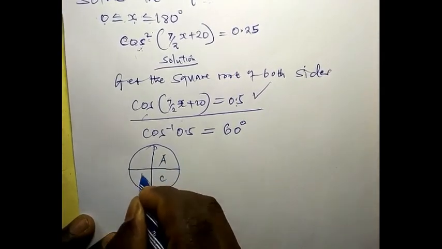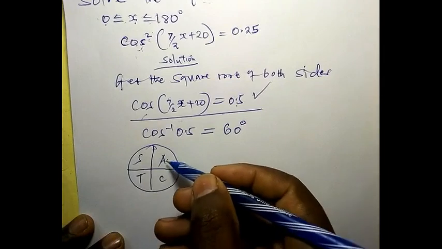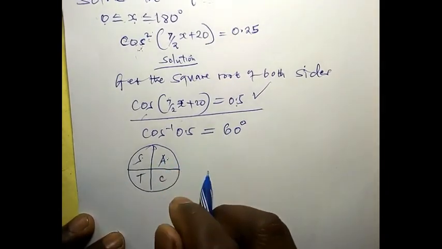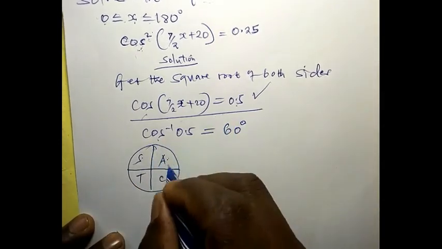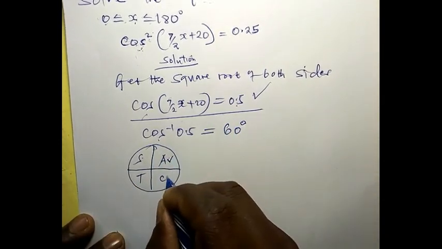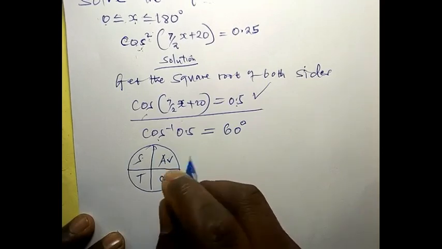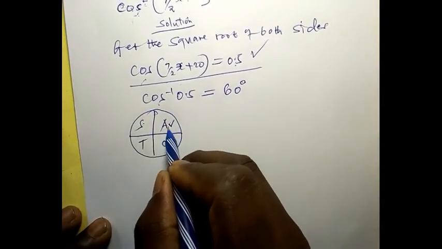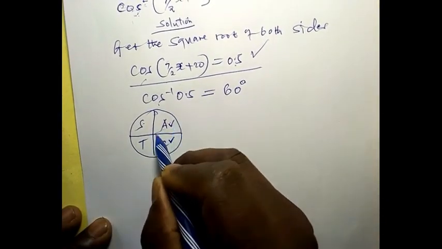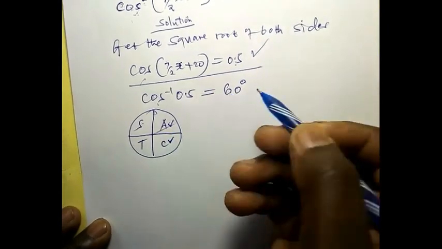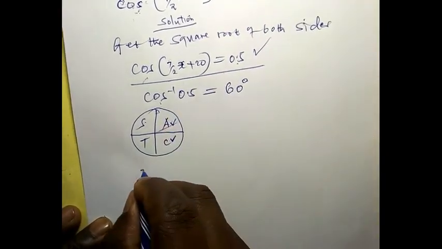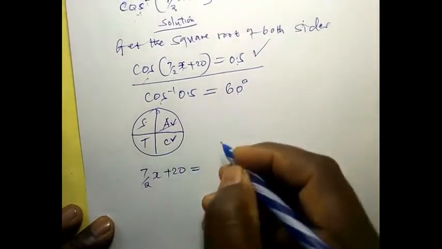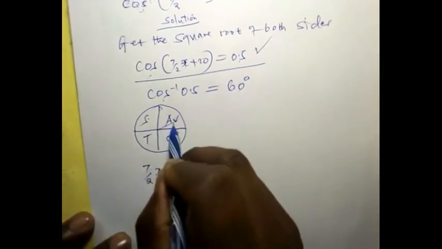You write ASTC. We want quadrants where the cos is positive only. So the cos is positive here, and the cosine is positive in these two regions. So we start here because this one is an acute angle, which is 60, that is fine. It means that 7/2 x plus 20 will be equal to 60. That's our first value at this point.